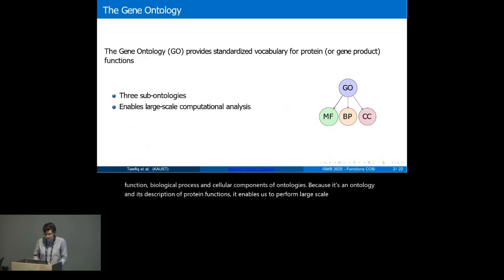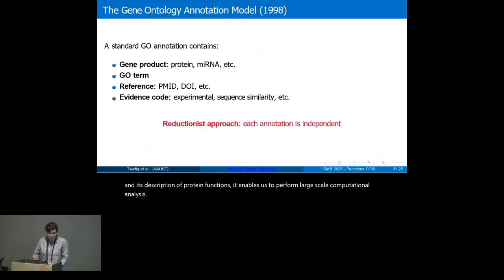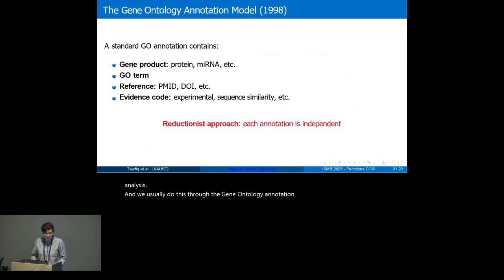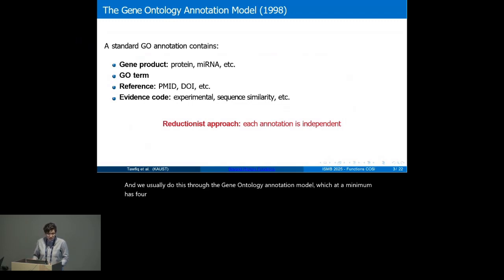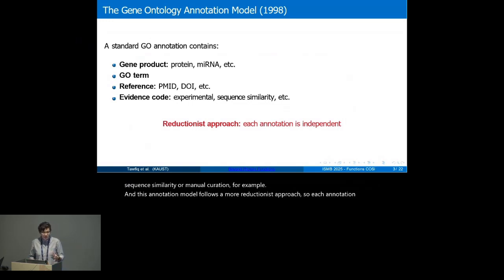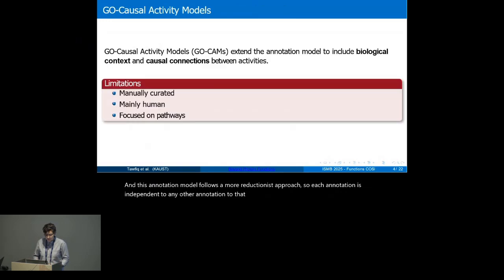Because it's an ontology describing protein functions, it enables us to perform large-scale computational analysis. We usually do this through the Gene Ontology annotation model, which at a minimum has four components: a gene product, like a protein or mRNA, a Gene Ontology term that describes the function of the protein, a reference such as a PMID or DOI, and an evidence code to describe the type of evidence used for the annotation, which can be experimental, based on sequence similarity, or manual curation, for example. And this annotation model follows a more reductionist approach. So each annotation is independent of any other annotation to that protein.